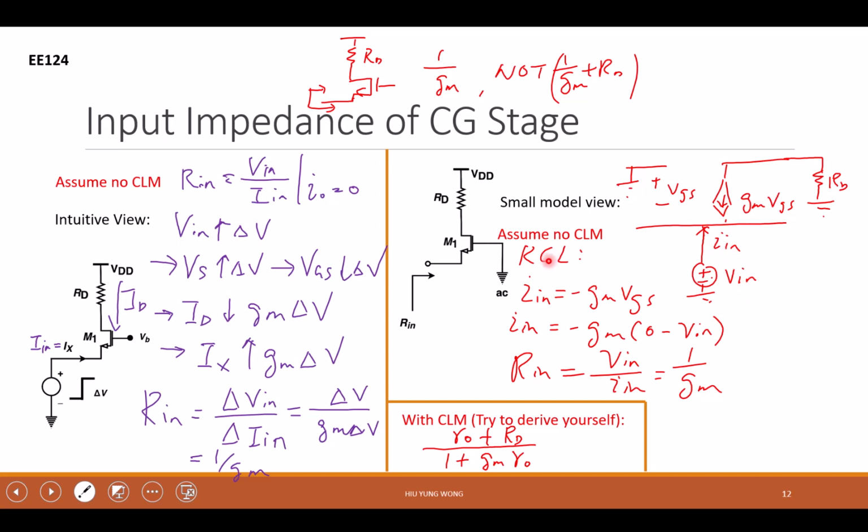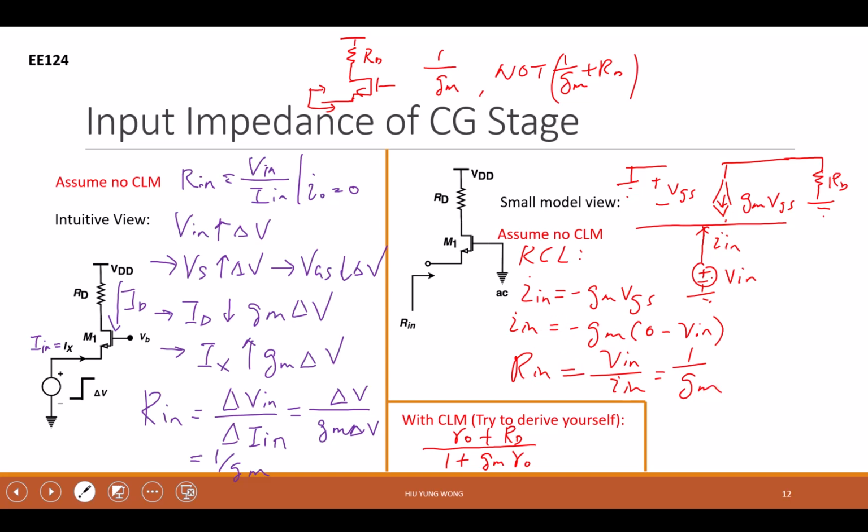Okay, you can do many things. How about KCL? I in will become negative gm VGS. They're in opposite direction. And what is VGS? VGS is just 0 minus V in. Polarity is very important. Do not say it is V in. It's negative V in. Okay? Then you go through the math. R in equals V in divided by I, which equals 1 over gm.